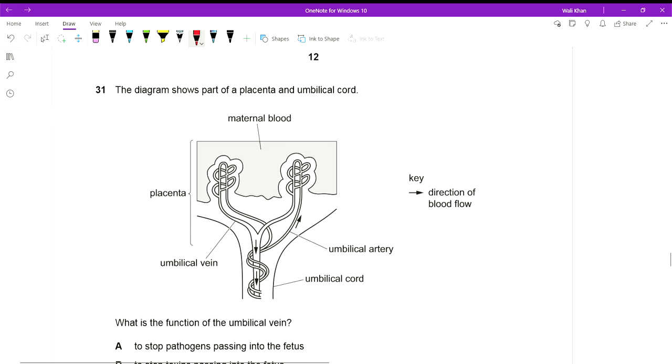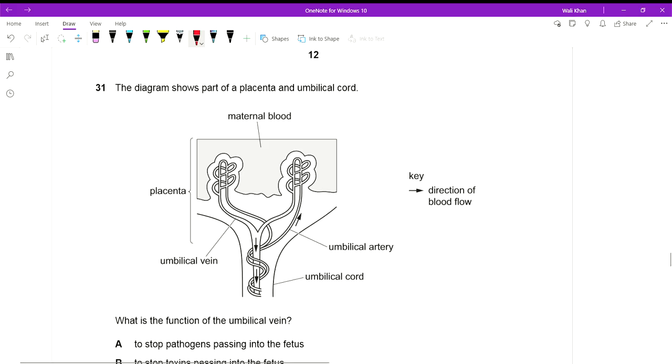Question number 31. The diagram shows part of a placenta and umbilical cord. So if you look at the diagram, this is the placenta, umbilical vein, umbilical artery, maternal blood, and this is the umbilical cord, and the direction of flow of blood is this. From here and then here.